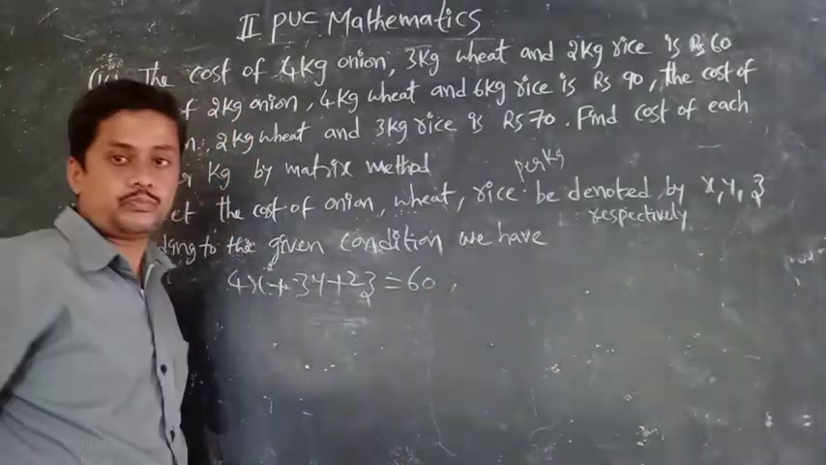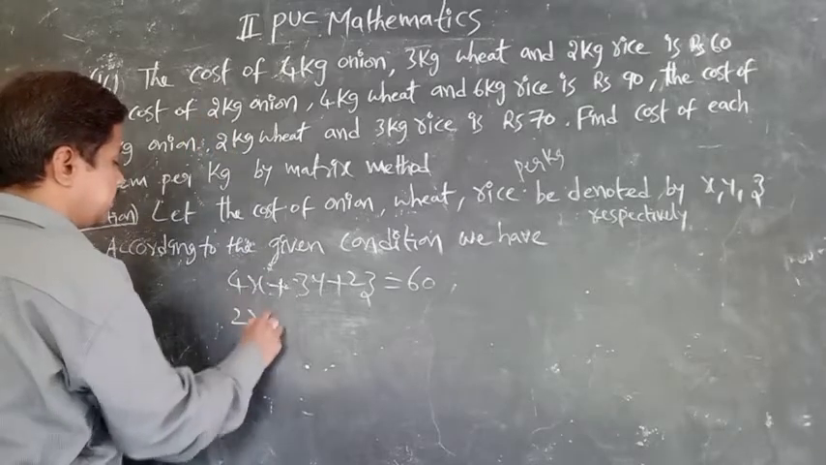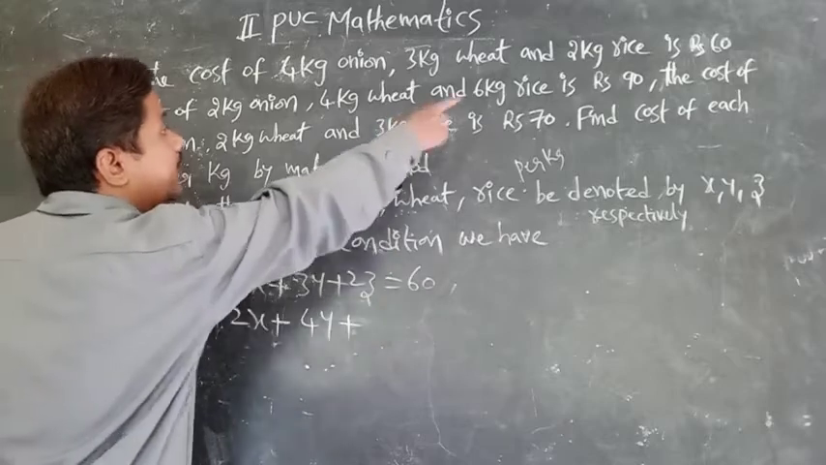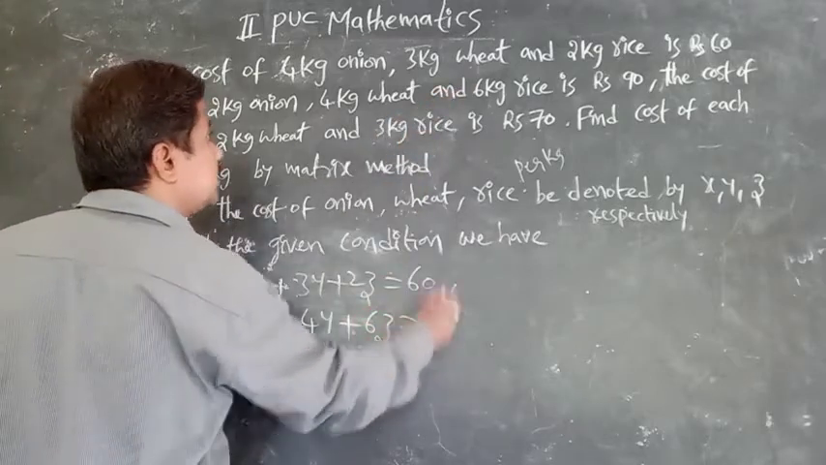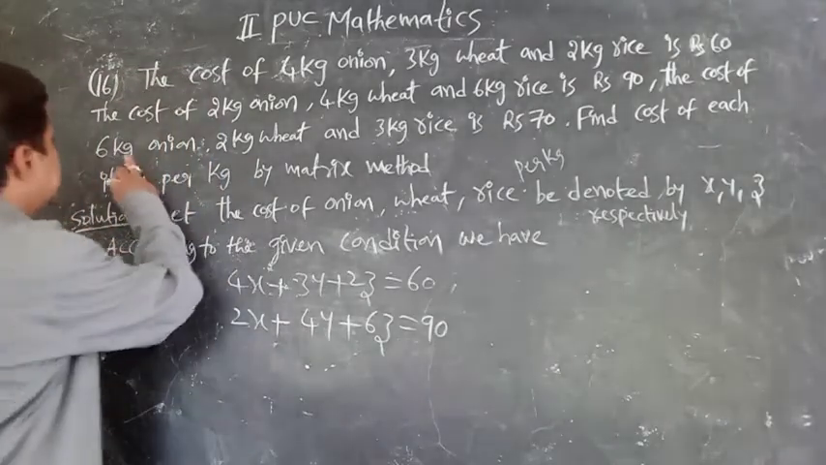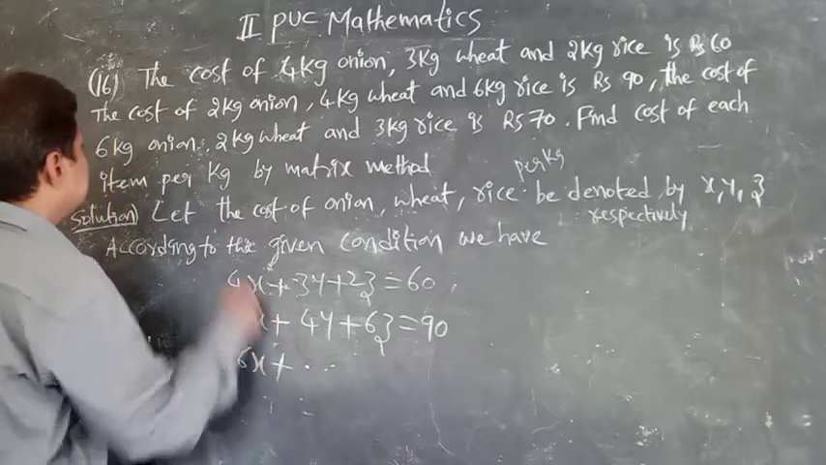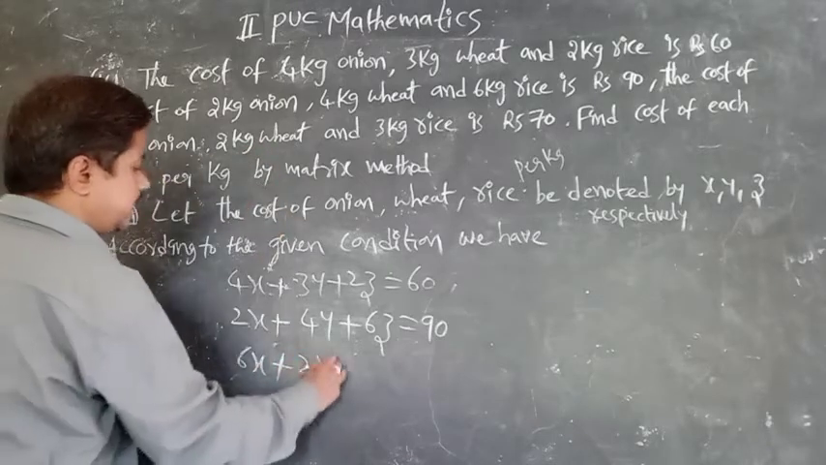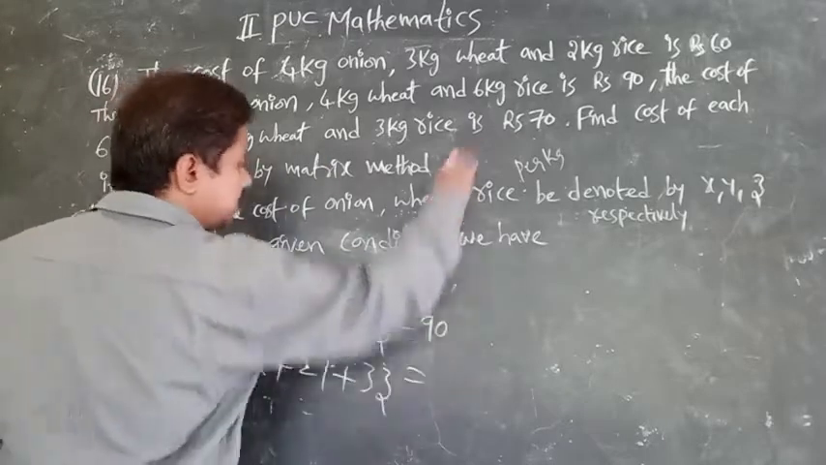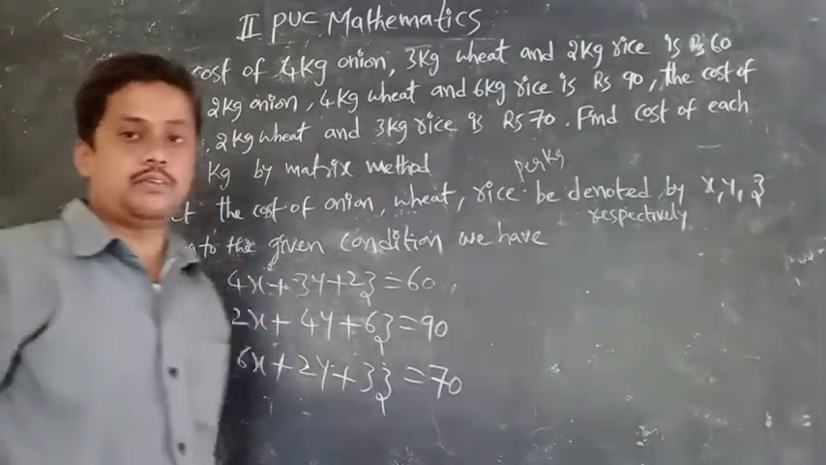Next, 2 kg onion, so 2x plus 4 kg wheat, 4y plus 6 kg rice, 6z is equal to 90 rupees. Next, the last one: the cost of 6 kg onion, 6x plus 2 kg wheat, 2y plus 3 kg rice, 3z is equal to 70 rupees. Like that, we have to write the 3 equations.